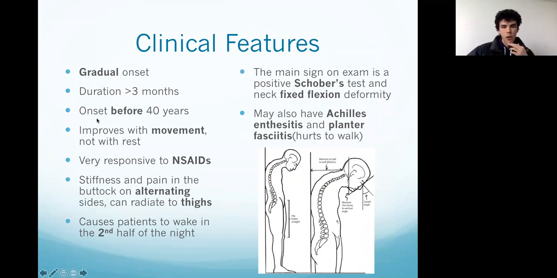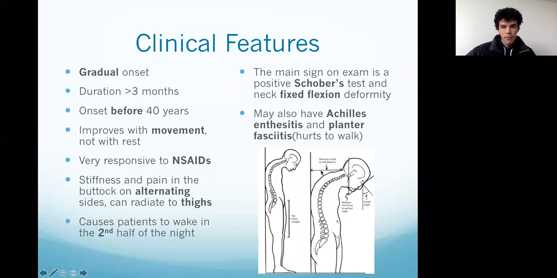So it's going to be a young male, which again is quite different from all these old lady, old dude patients we've seen so far. It's very responsive to NSAIDs though, which is one way that we can figure out what it is. And some classic features are that they get pain in the buttocks on alternating sides, which can radiate down. They wake up in the second half of the night. And then on exam, most common is probably the Schober's test, which is where they have to bend over and you're drawing a line between their dimples of Venus and 10 centimeters above, 5 centimeters below, to see how much it extends.